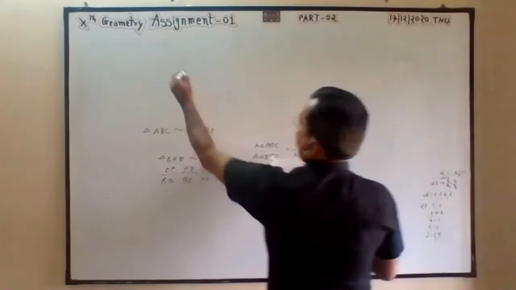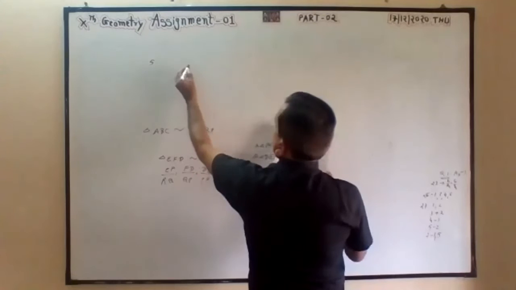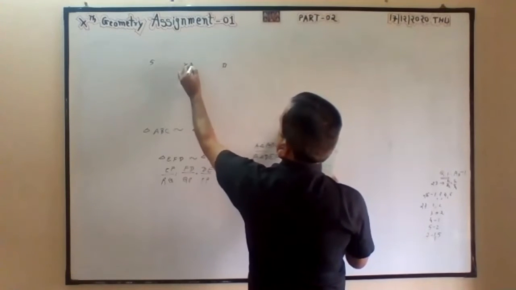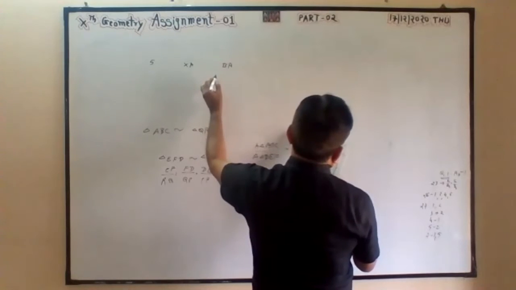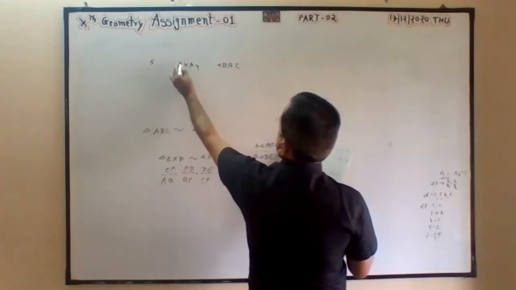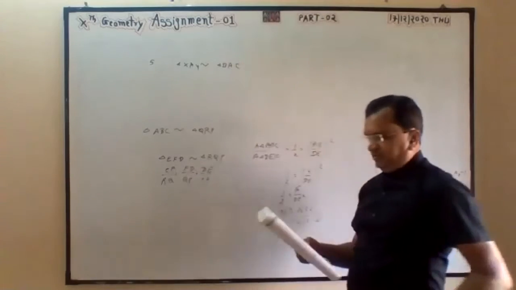In fifth, X is congruent to angle B, A is congruent to A, common. Then Y is congruent to C. So these triangles are similar.